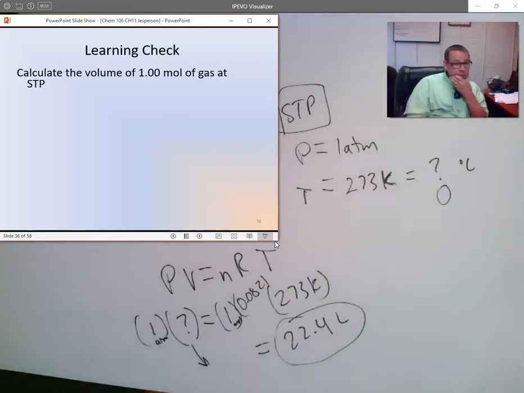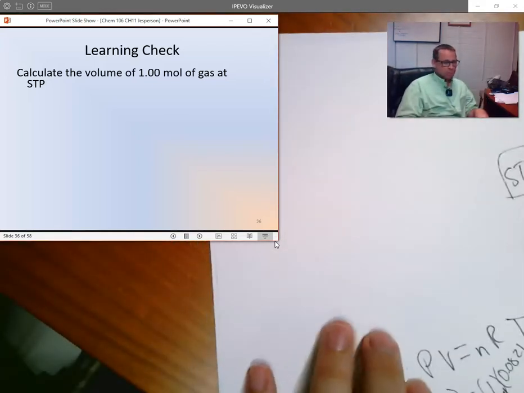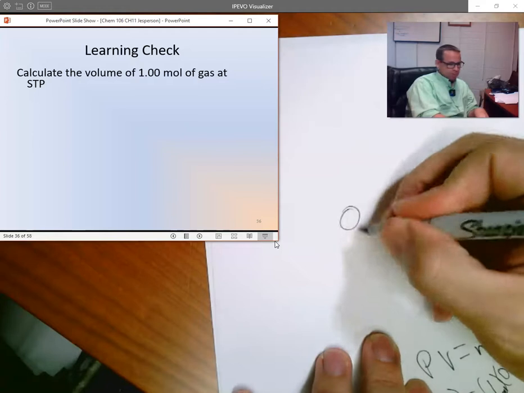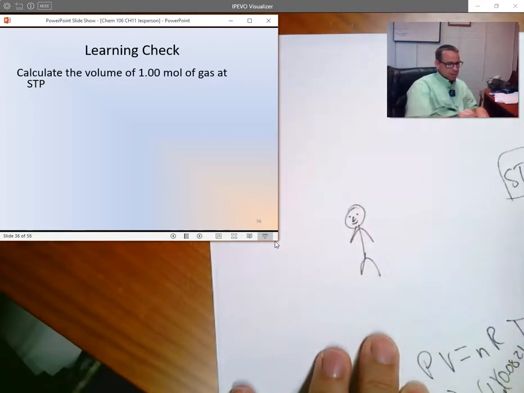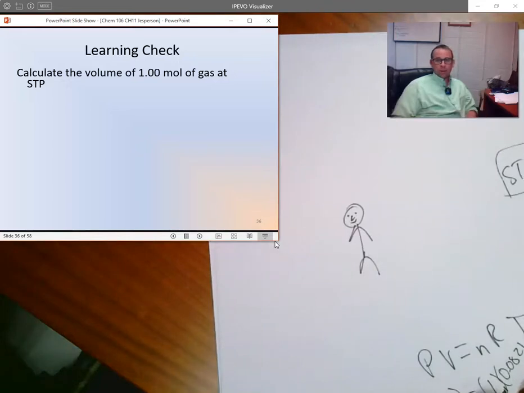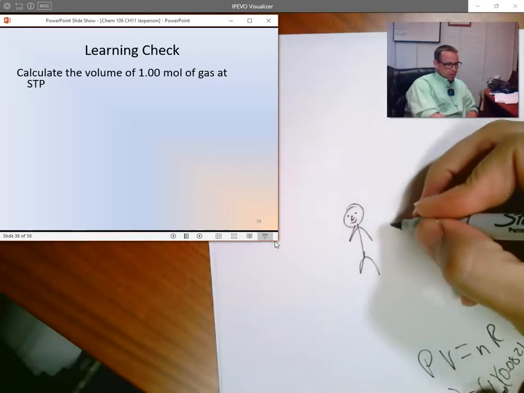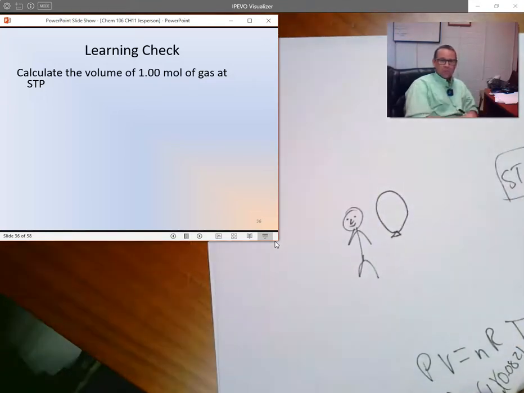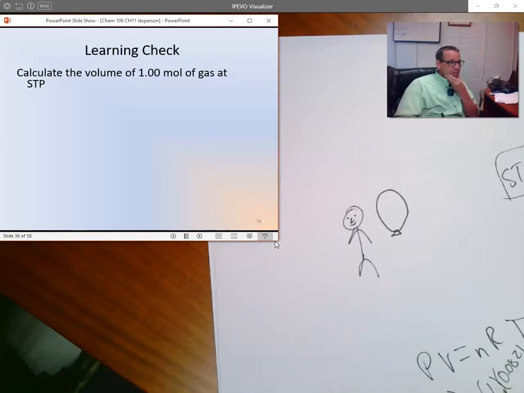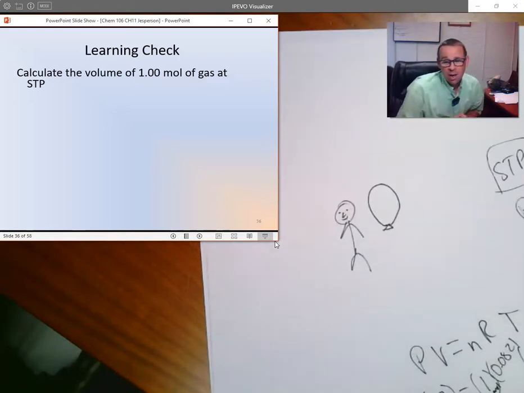That's a pretty big balloon, right? How big is 22.4 liters? Here's me, fine outstanding citizen, normal person, with a 22.4 liter balloon. What do you think? About that big? Maybe a little bit smaller? But it's a fair size, right?